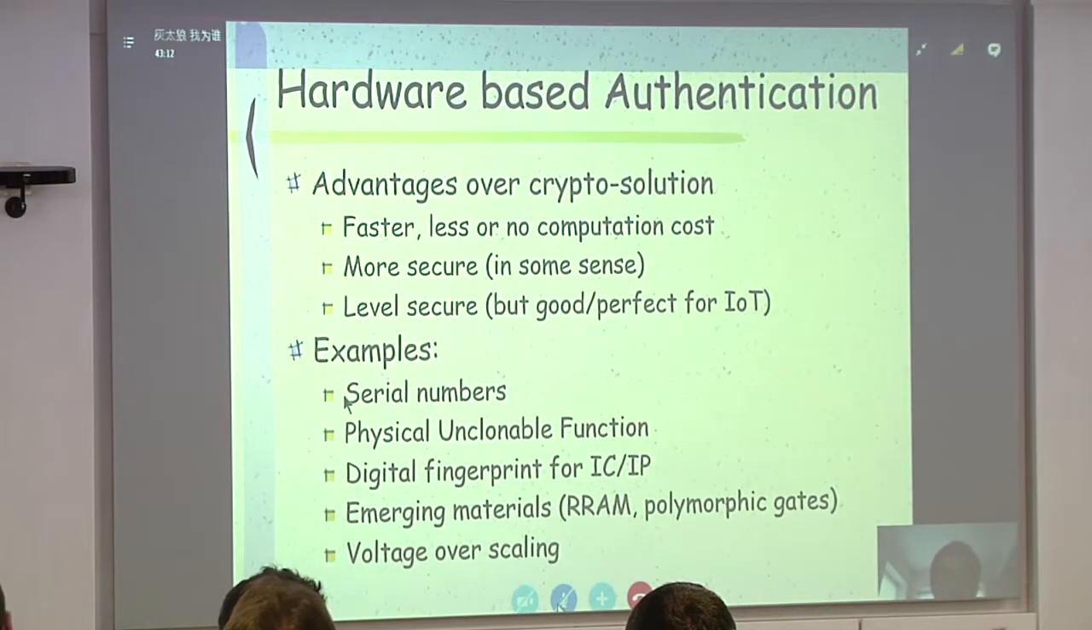We started from something people have used for ages, the serial numbers. We go to the PUF. We go to the digital fingerprint for chip design, and then we talk about some emerging materials like Memristor devices, and also some traditional techniques which people use for high performance or for low power design, like voltage scaling, which can also be turned to security applications.